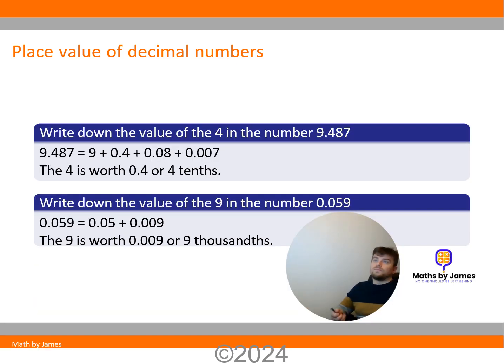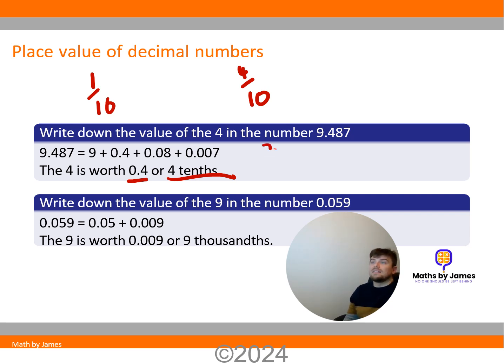So here we've got to write down the 4 in the number 9.487. So we've got 9 ones, 4 tenths, 8 hundredths and 7 thousandths. So this means that 4 is worth 0.4 or 4 tenths, exactly the same. So 4 tenths is like a fraction 4 out of 10, because it's a tenth. 1 tenth is 1 out of 10. So we can write it like that also.